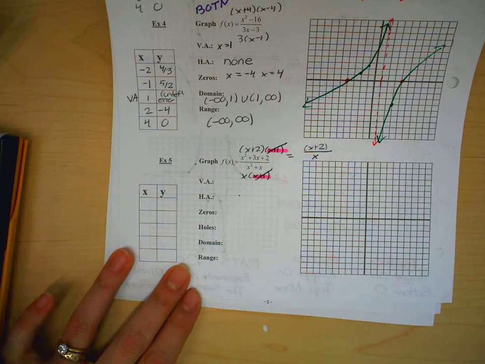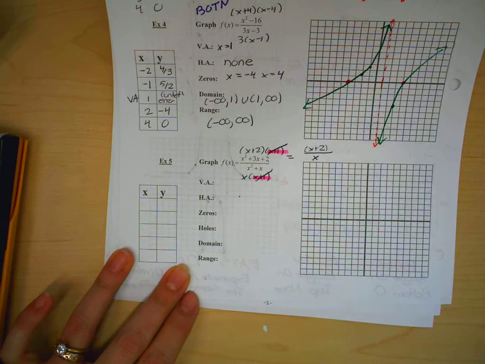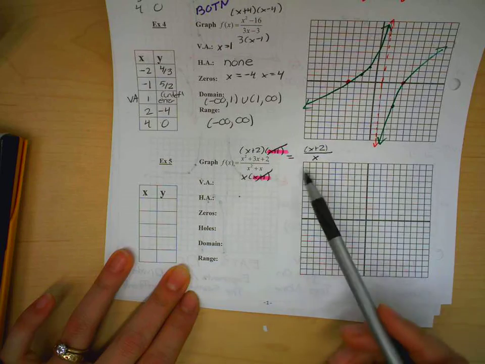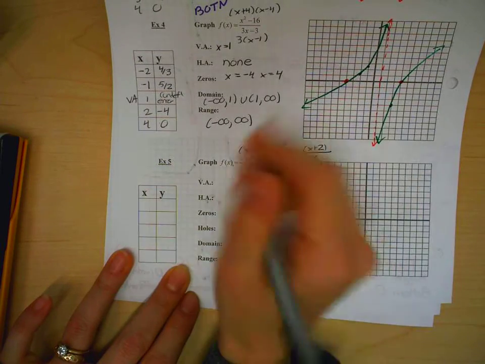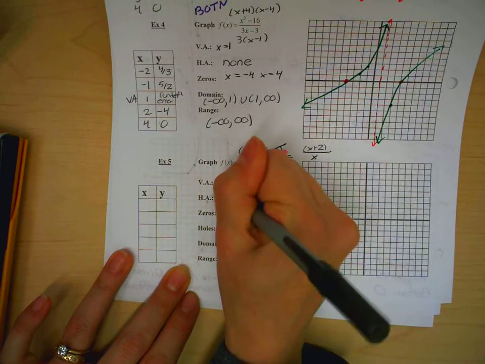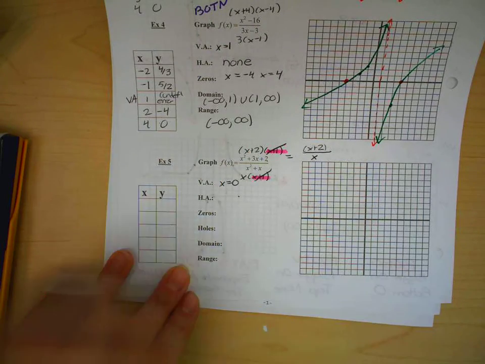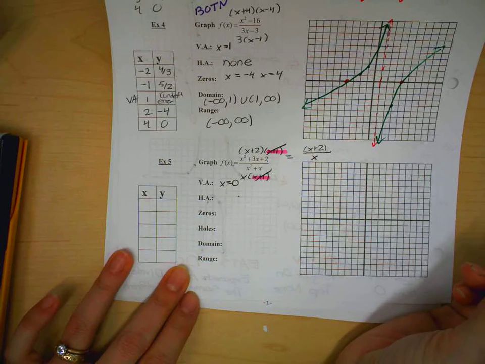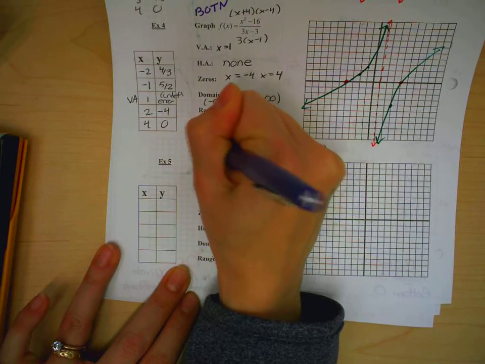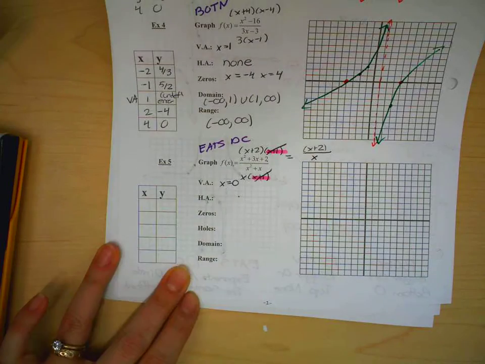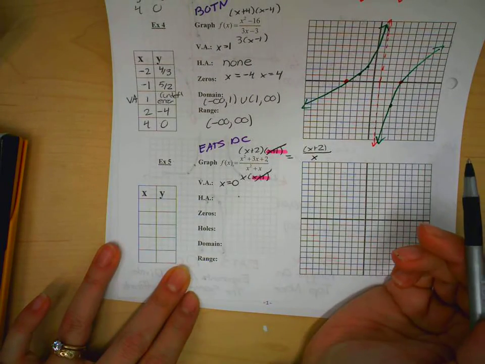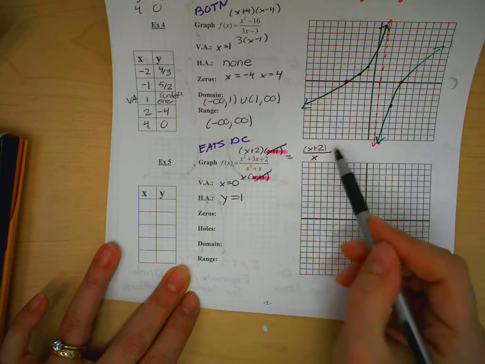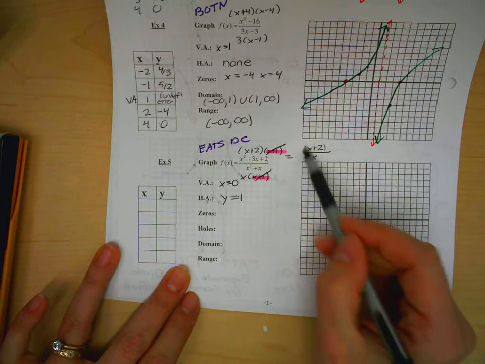So how many vertical asymptotes do I have? Do I have 1 or 2? 1, because I've crossed this one out. So the thing that makes my denominator 0 is 0. All right, which one is this? Is it BOBO, BOTN, or EATS DC? EATS DC. Exponents are the same. Divide coefficients. So what's my horizontal asymptote going to be? 1. All right, for my zeros, if I'm looking at this, what makes my numerator 0?